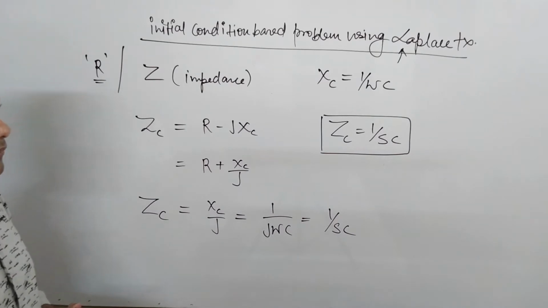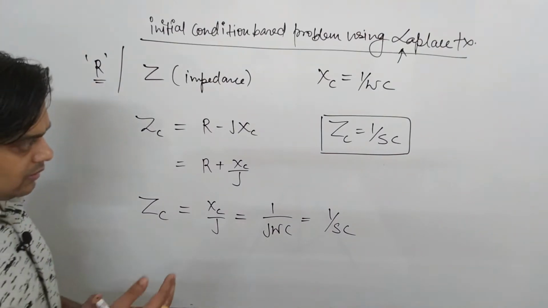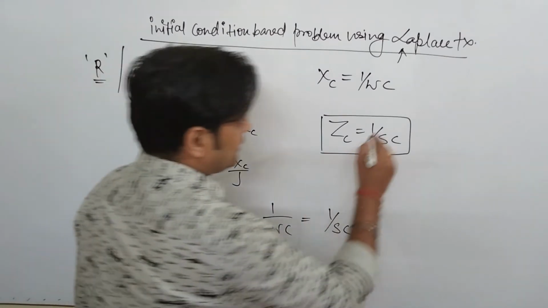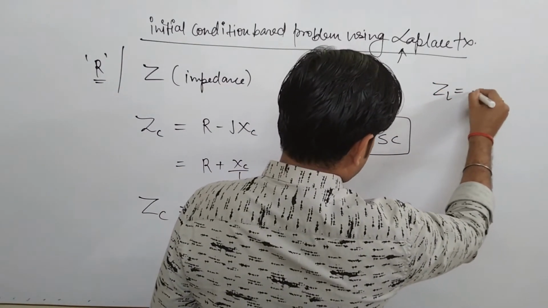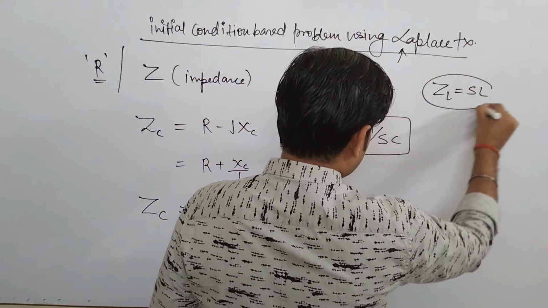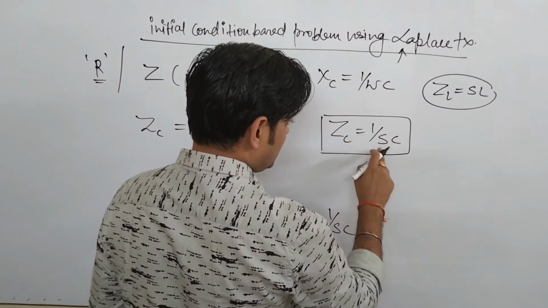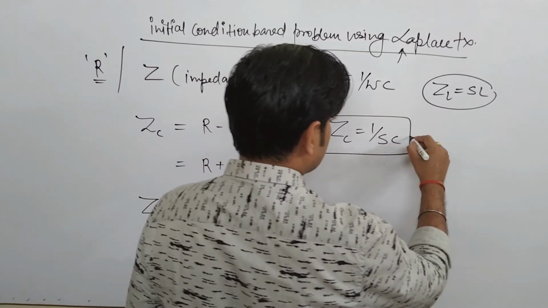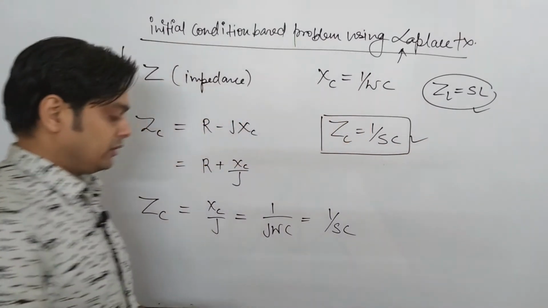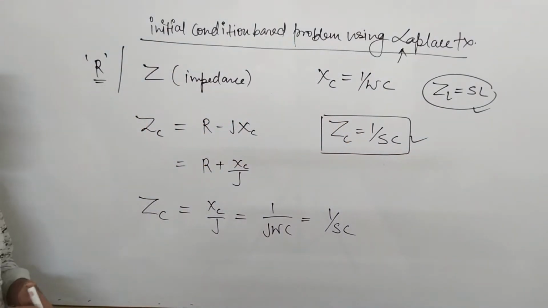So from here we understand that ZL is represented in the form of SL in Laplace domain, and capacitor in the form of 1 by SC in Laplace domain. So these two things are very important, and based on these two concepts, we have to solve all the problems.